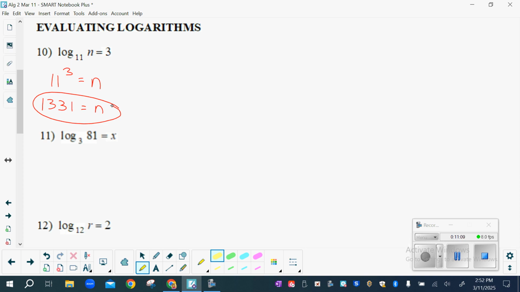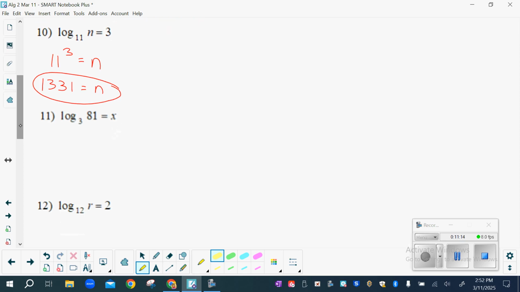Okay, number 11. This group here. Tell me what to do first. 3. X. Good. Good. So he changed it to exponential form, and then Noah or Carolyn, what would we do next? So what we want to do is we want to get our bases the same like we did on Friday. So we're going to look at the smaller one. This is a 3, so we want to change this to a 3. 3 to what power is 81?